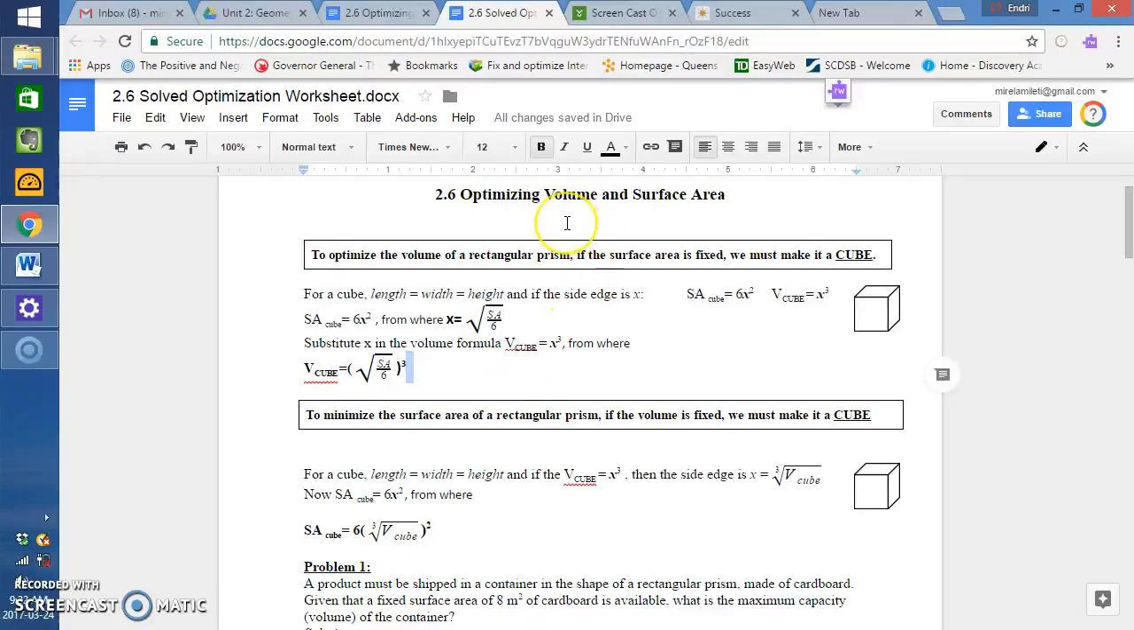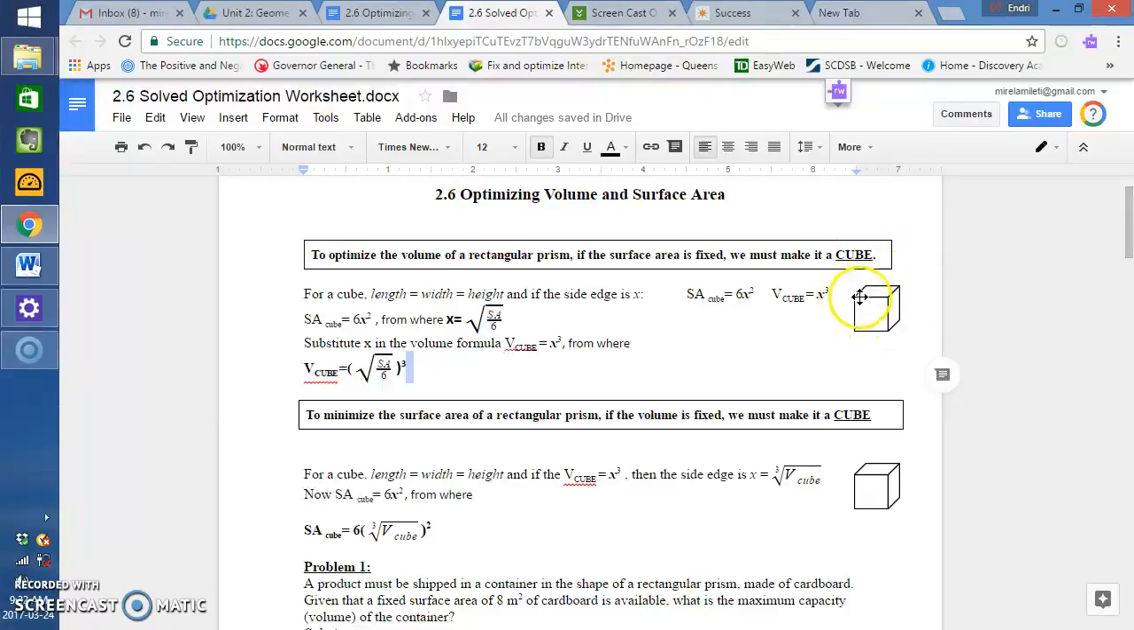Hello everyone, in this lesson we're going to see how to optimize the volume and surface area of rectangular prisms and cylinders. Let's start first with rectangular prisms. To optimize the volume of a rectangular prism, if the surface area is fixed, we must make it a cube.